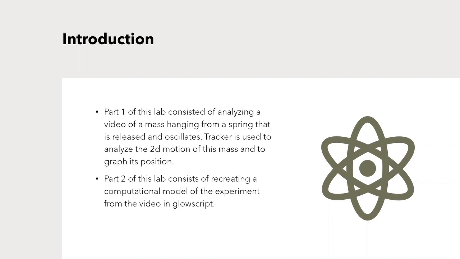Part 1 of this lab consists of analyzing a video of a mass hanging from a spring that is released and oscillates. The tracker is used to analyze the 2D motion of this mass and to graph its position. Part 2 of this lab consists of recreating the computational model of the experiment from the video in a GlowScript.